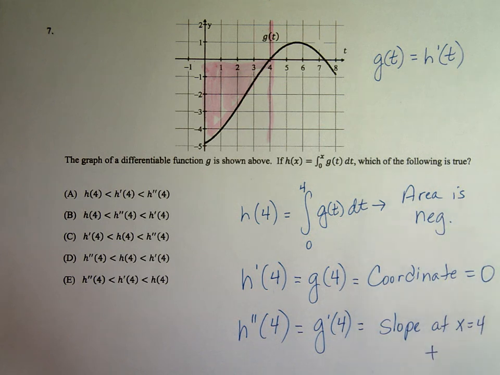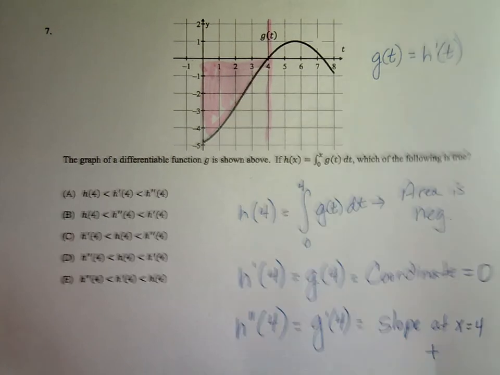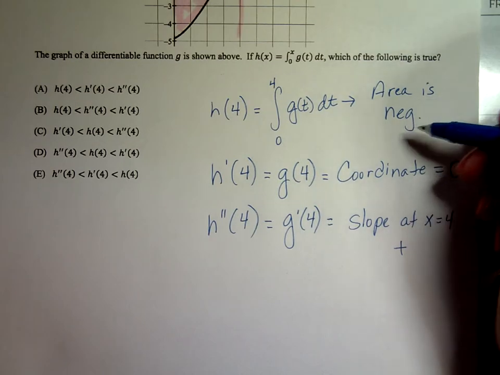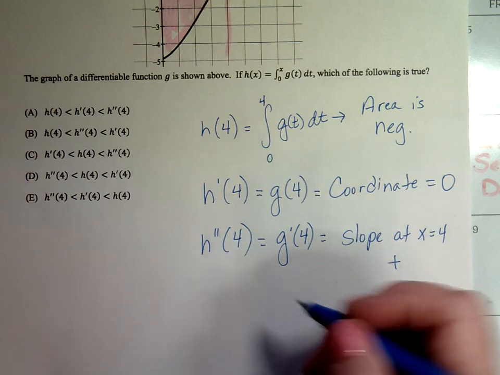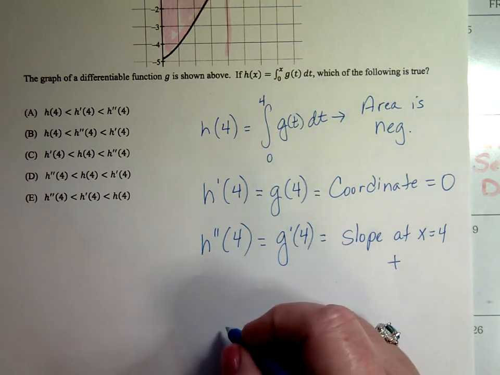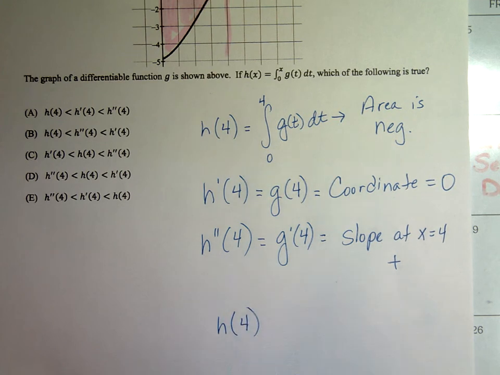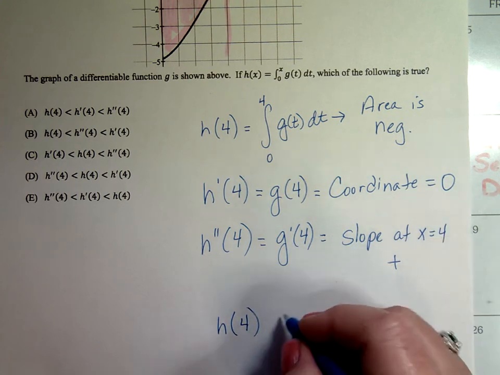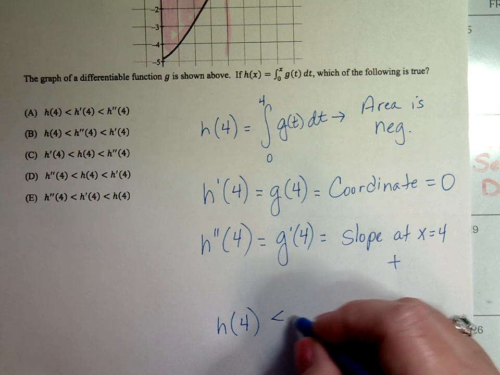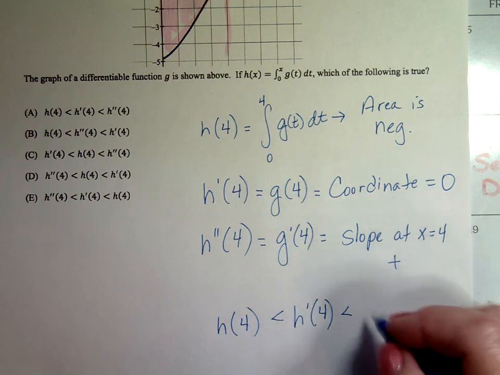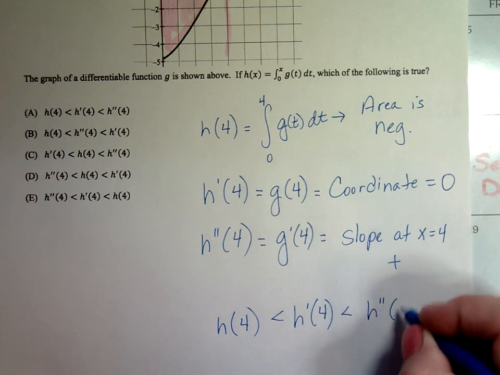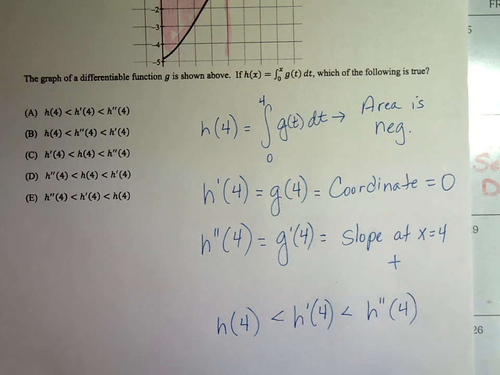So can you put your values in order? You don't need to know exactly what they are, like this area is negative. Negative what? It doesn't matter. If I put them in order in an inequality statement, it always goes with the smallest first. That would be h of 4, which we know is a negative value. Then the coordinate is 0, that comes next, which is h prime of 4. And then we know this is a positive slope, so h double prime of 4 is the biggest. And that correlates with A. Very popular AP question.